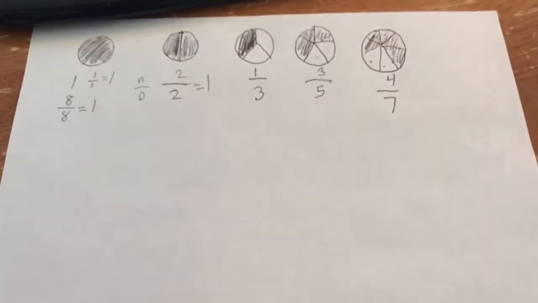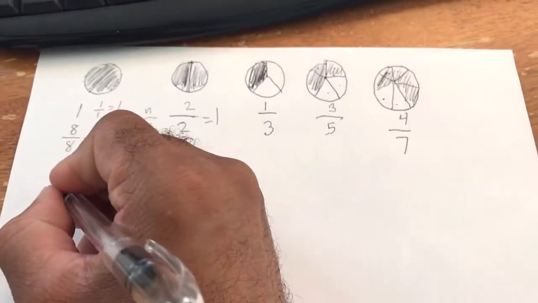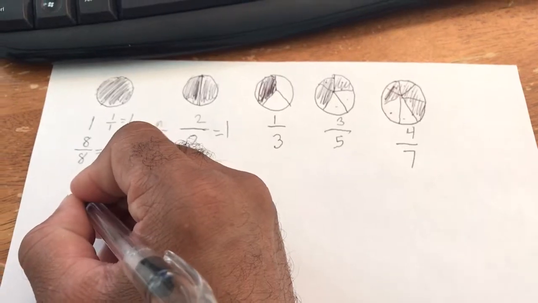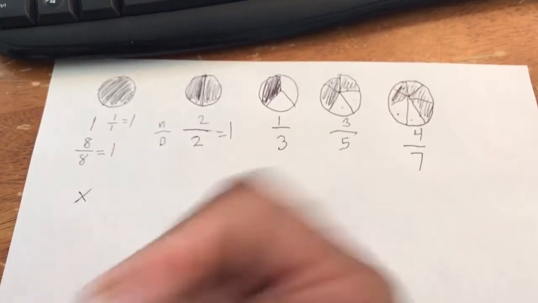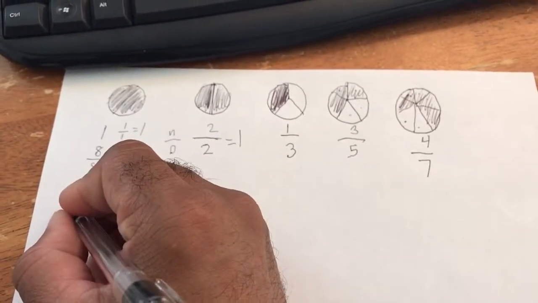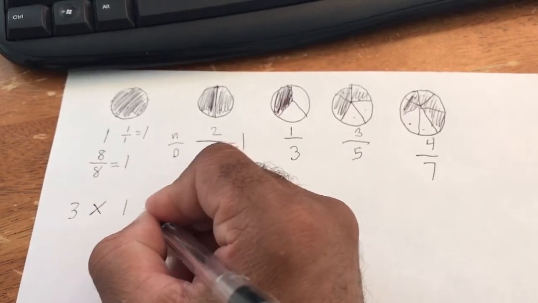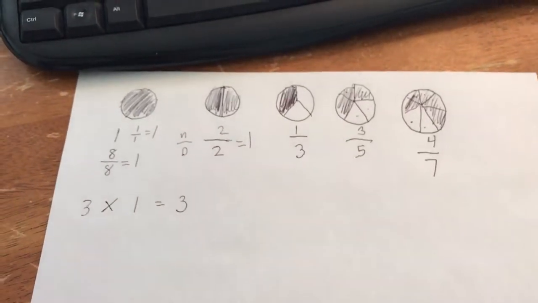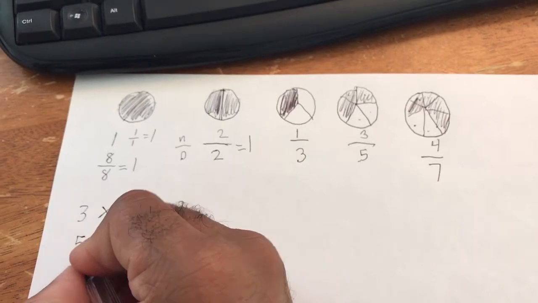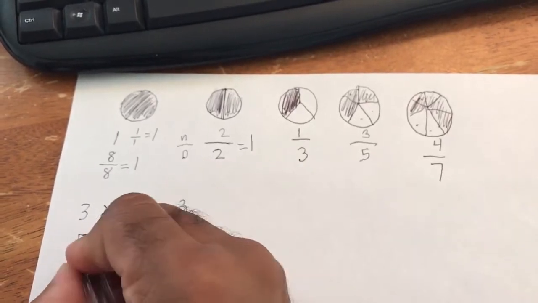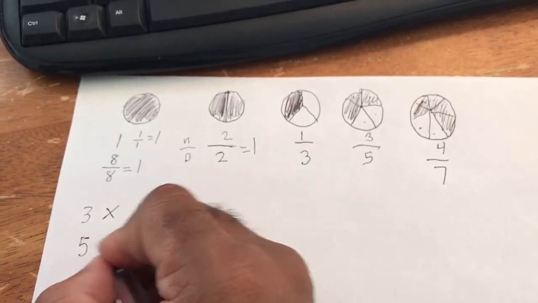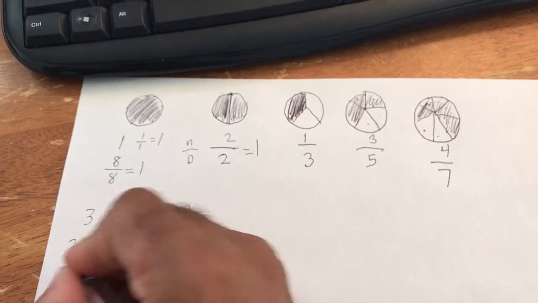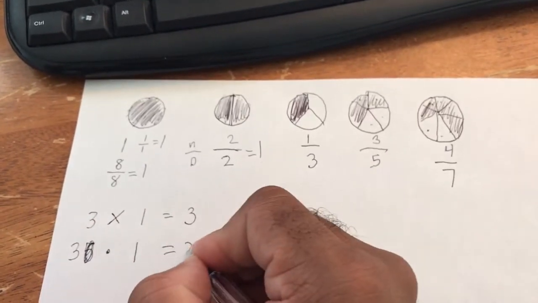This is going to be very important to help you pass the test. So multiplication, we know, is represented by the times sign. We can have 3 times 1 equals 3. Multiplication can also be represented sometimes by a dot. Let's use the same number: 3 times 1 equals 3.